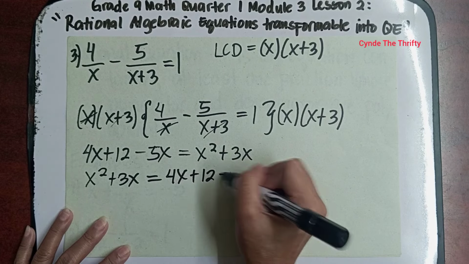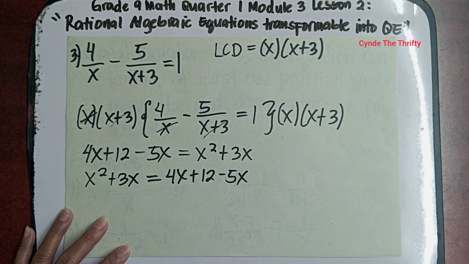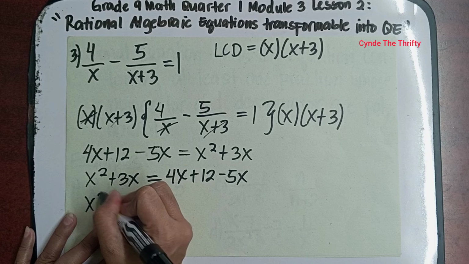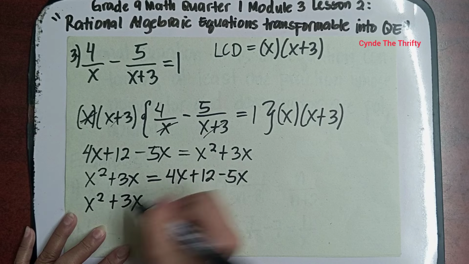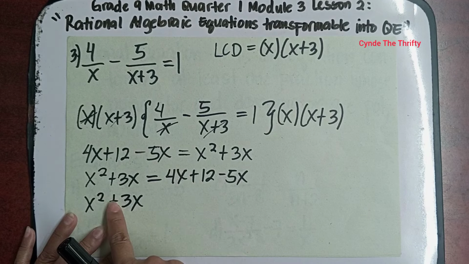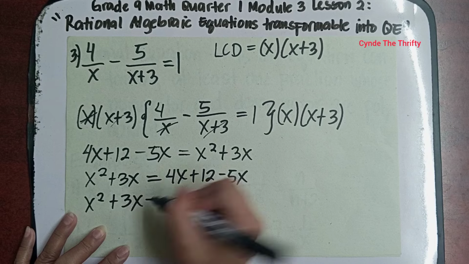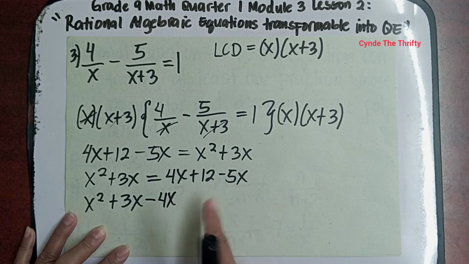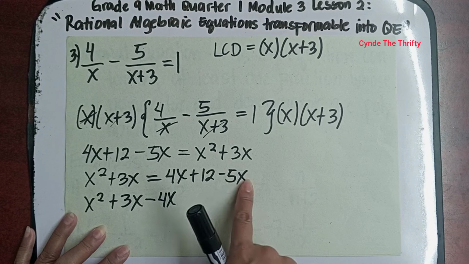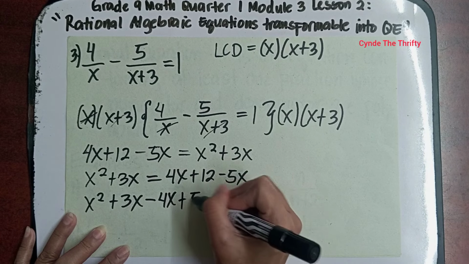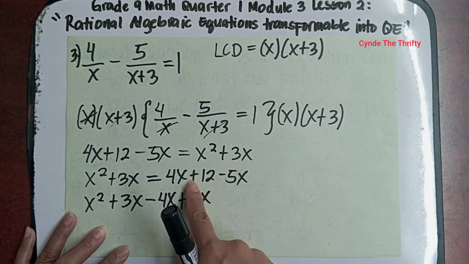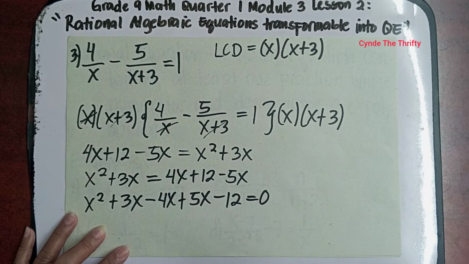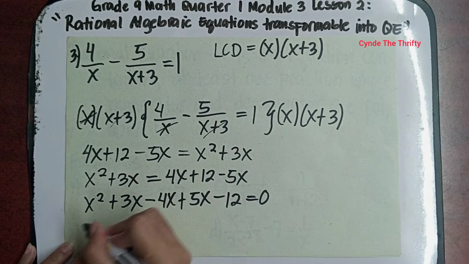4x plus 12 minus 5x. Okay, so ngayon is i-combine like terms na natin. So, x squared plus 3x, ilipat natin si 4x sa kabilang side. So, magiging negative siya. So, dahil nilipat natin siya, naging negative. And then, si 5x, negative 5x is magiging positive 5x. Si positive 12 is magiging negative 12. Is equal to 0. I-combine lang natin ang magkapareho ng mga terms.